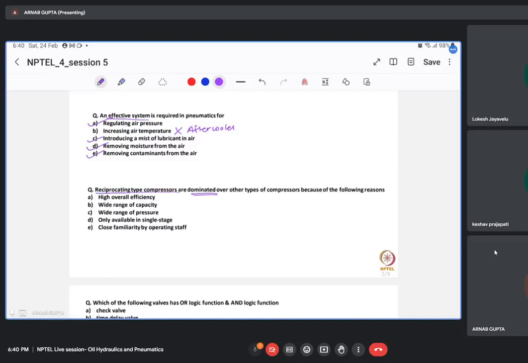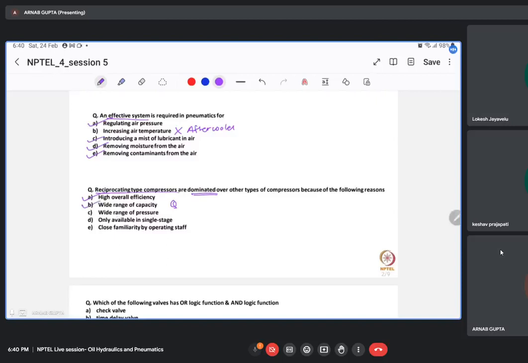What is the reason? Because you get a very high efficiency of about 85 to 90% and even above. So that is one of the reasons: very high overall efficiency. Then, a wide range of capacity. You can handle fluids at different flow rates, ranging from very low discharge to very high discharge by using reciprocating type compressors.